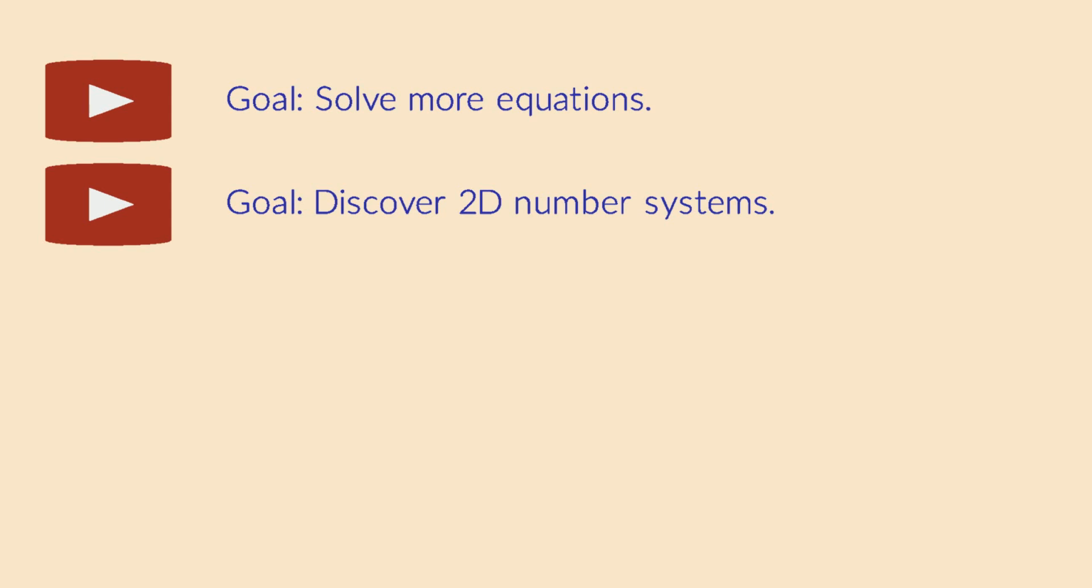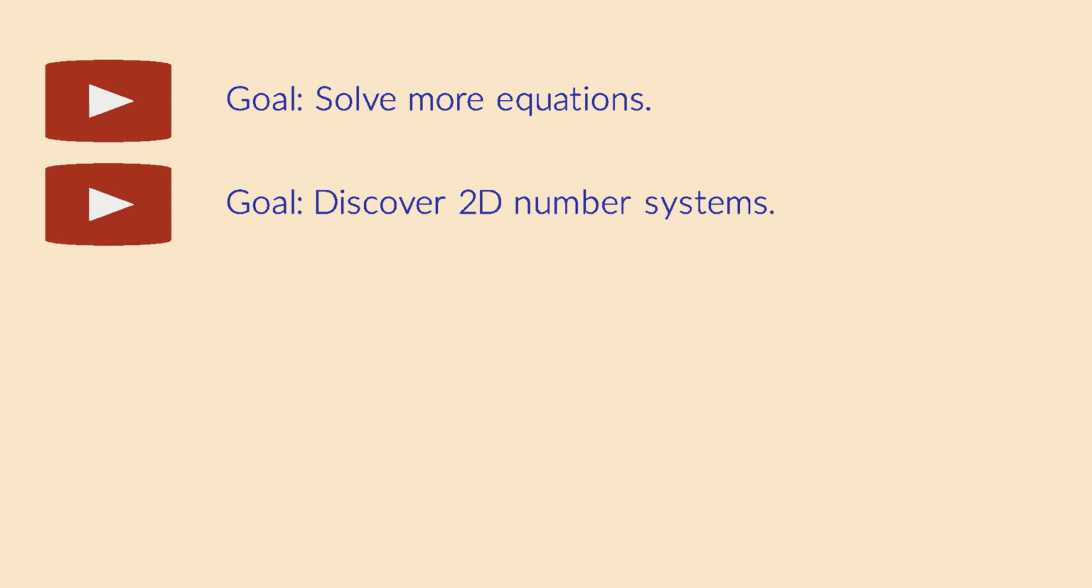Framing the question like this, we can discover all the different possible 2D number systems and compare them to the one we invented earlier. How many 2D number systems are there? Are they similar to the complex numbers or totally different? Which one of these new number systems is the best one?